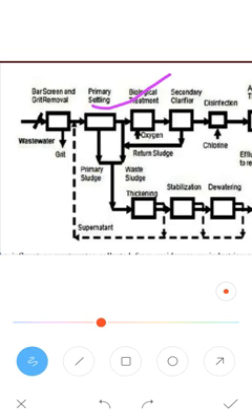The sludge which settles at the bottom of the tank is recirculated back. It is mixed again with the effluent which comes from the primary sedimentation tank, so that it acts as activated sludge. The remaining sludge is mixed with the primary sludge and again subjected to the digestion process.